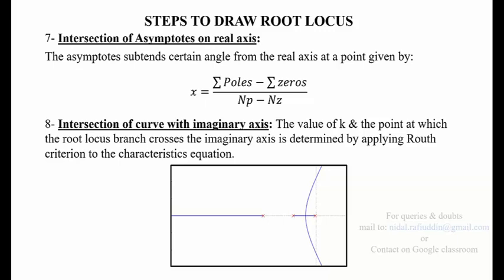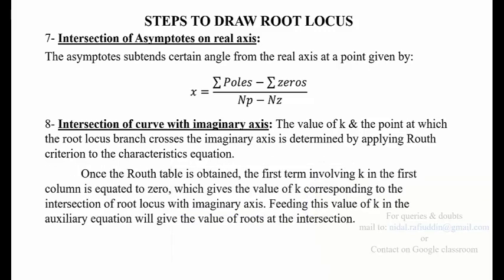So this is something that has already been taught in Routh-Hurwitz criteria, and we'll simply be implementing it when we do an example. So once the Routh table is obtained, the first term involving k in the first column is equated to 0, which gives the value of k corresponding to the intersection of root locus with the imaginary axis. And feeding this value of k in the auxiliary equation will give the value of roots at the intersection.